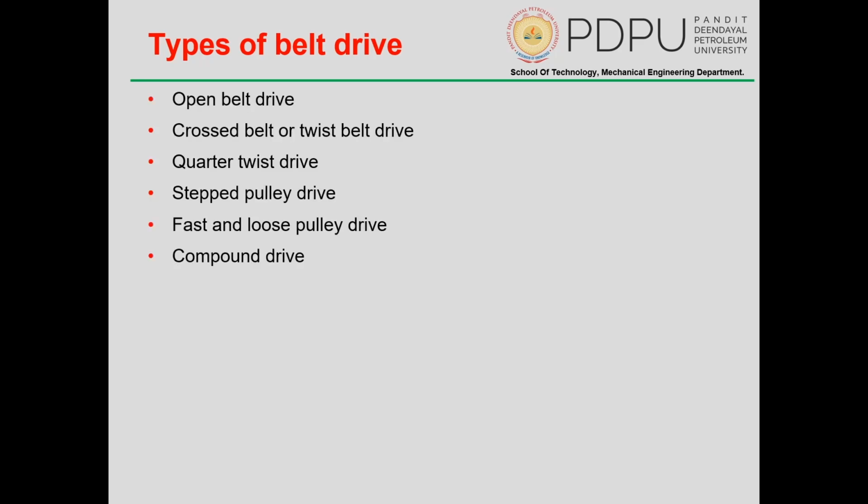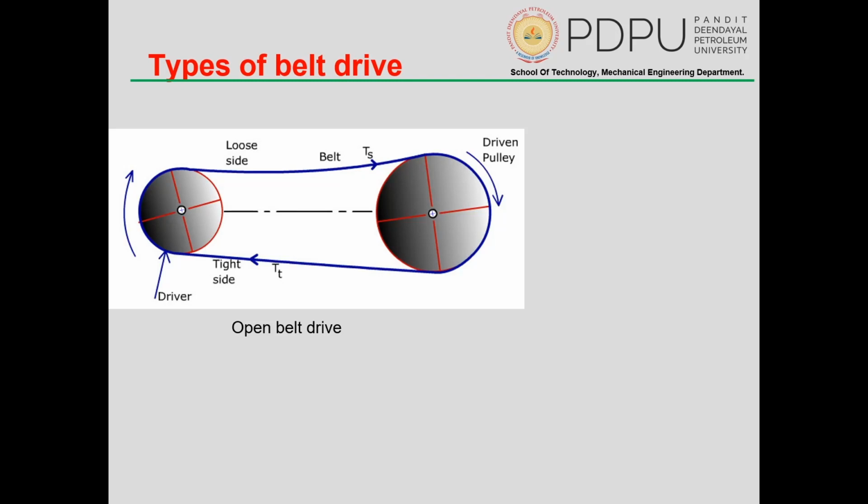Let's look at the types of belt drive that we have over here. We have open belt drive, cross belt, quarter twist, stepped pulley, fast and loose pulley, and compound drive. Even though there are several names, we just have to understand that the discussion we had about the orientation of the device and the engine will play a major role in determining the type of belt drive. When we discuss this, we will look at what things come into the picture.